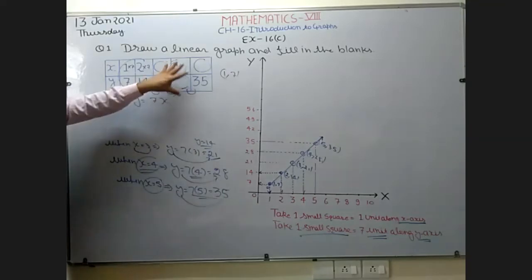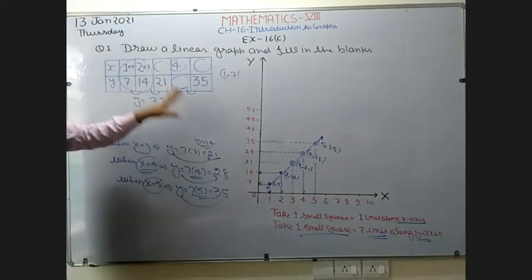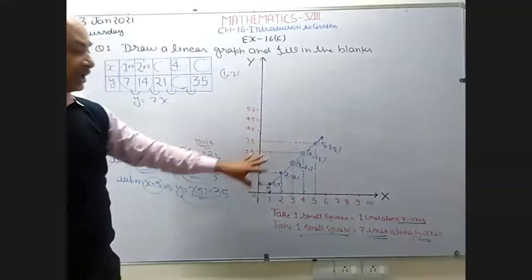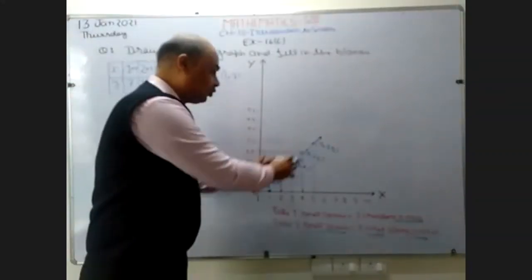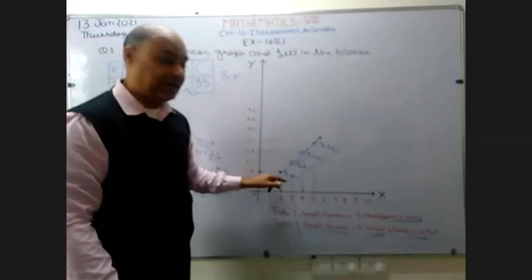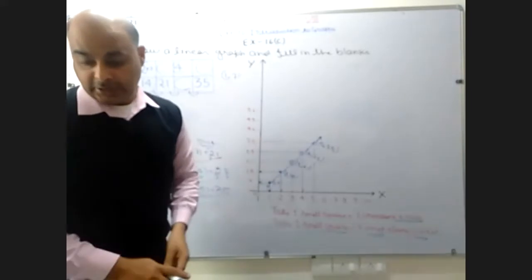In this way, you are going to complete this table. After completing the table, you have to plot all these points on the graph paper. After plotting the points, you have to join them one by one. When you join them, it is going to be represented by a straight line. Okay, beta. Now check the next question.